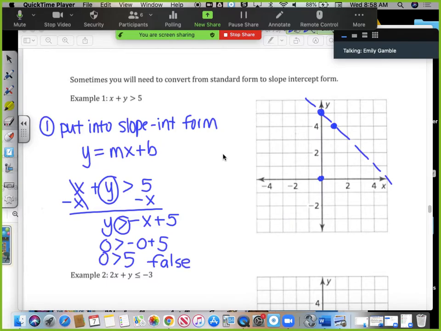So whenever you get a statement and it's not true, that means that this area that you tested the point in is not the solution. If this is not the solution, then the solution is the other part, which is up here. So sometimes that will happen, and you will get a false statement, which means the area the point is in is not the solution, which then tells you the other area is. You just have to understand that if you get a false answer, then the other part is the answer.